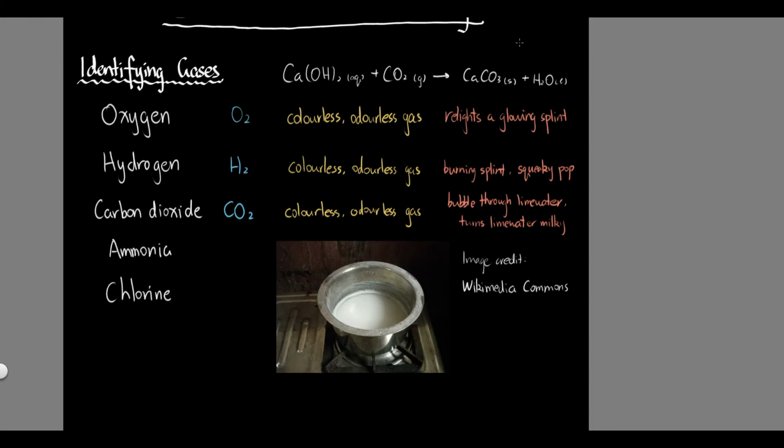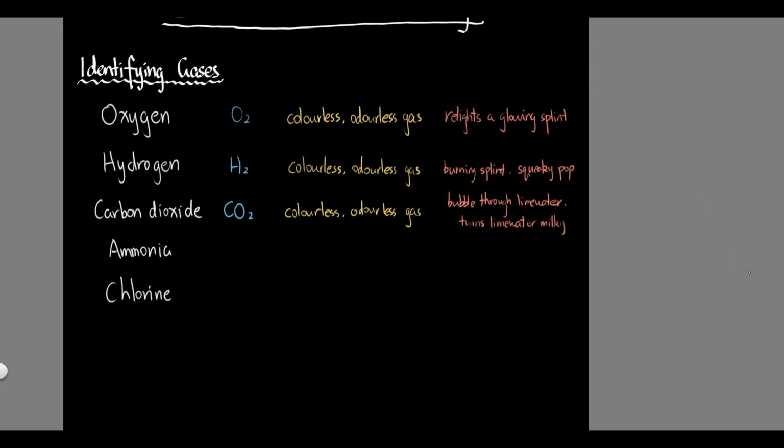Cool. So we're going to move on to our next gas, which is ammonia. And we know that the formula for ammonia is NH3. So ammonia is still colorless, but it has a very pungent smell.